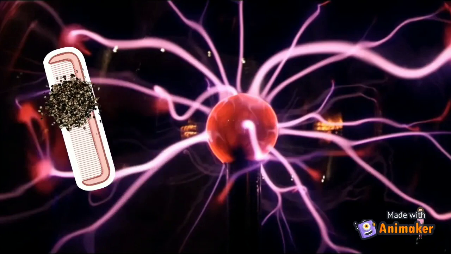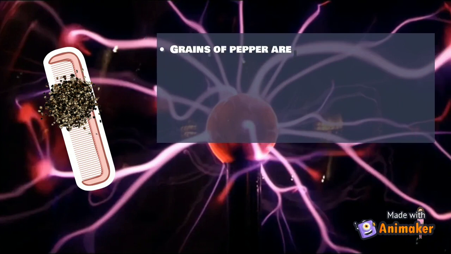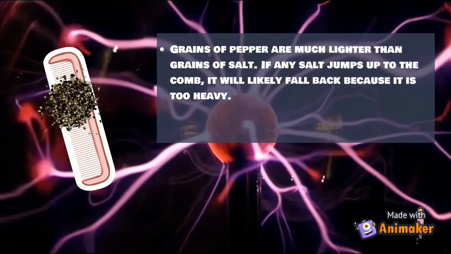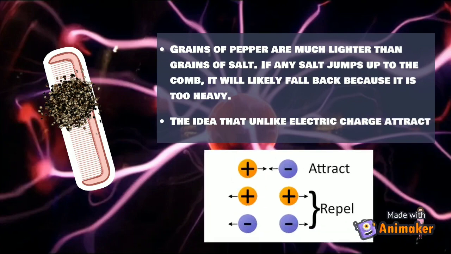The attraction of pepper grains to the comb has 2 reasons. First, the grains of pepper are much lighter than grains of salt. If any salt jumps up to the comb, it will likely fall back because it is too heavy. Second, is because of the idea that unlike electric charges attract.